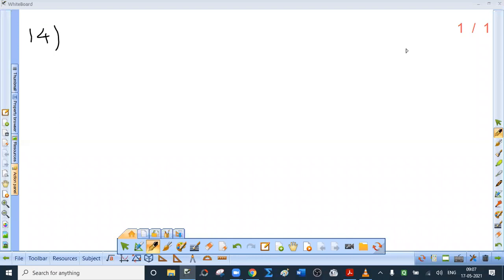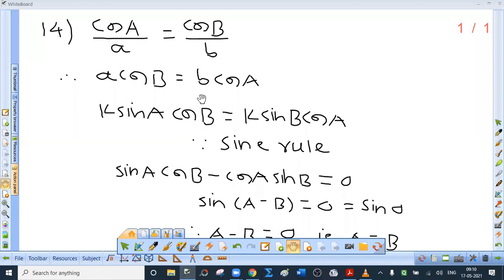14th, in triangle ABC, if cos A upon a is cos B upon b, then show that it is an isosceles triangle. Actually, we already solved this sum. The only change was we were given a cos B is b cos A. So can you solve this? So cos A upon a equal to cos B upon b becomes a cos B equal to b cos A.